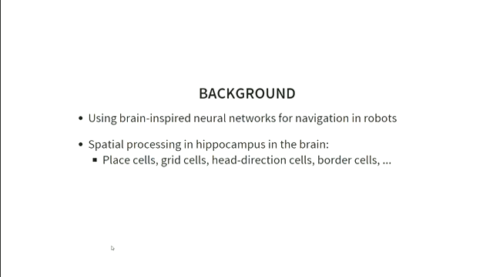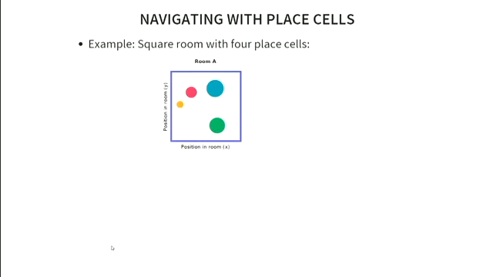The hippocampus is known to be involved in spatial processing through a wide variety of cell types found there. These neurons have names such as place cells, grid cells, head direction cells, border cells, and so on. So, for example, place cells are a natural candidate for a cell type to include in such a navigational system. So, place cells are neurons that will be active usually in only one area of a room.